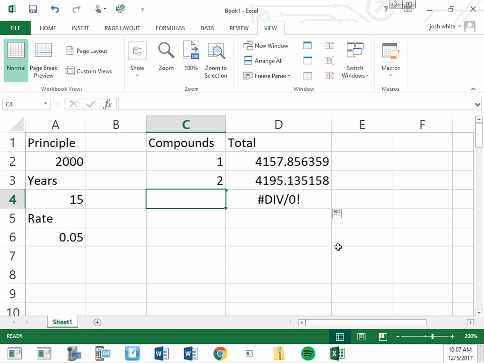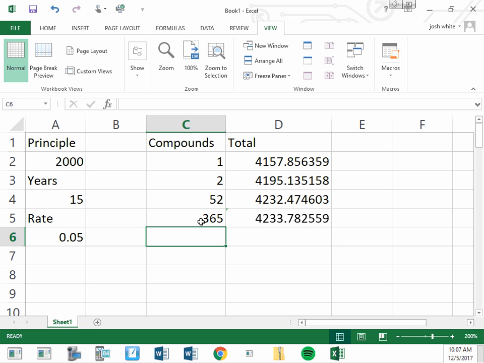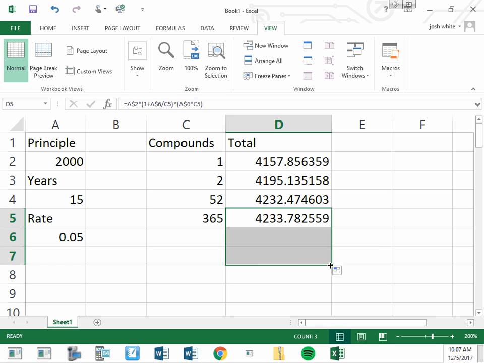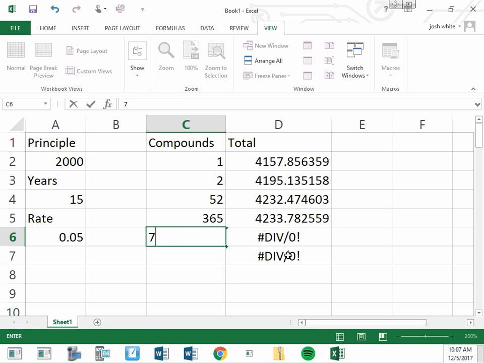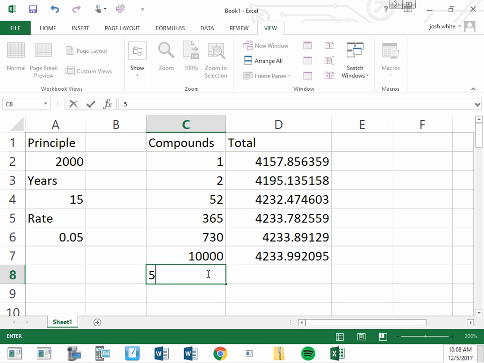Let's say we did it every week, 52. And then we did every day, 365. And then twice a day, which would be 730. And then what if we did it 10,000 times a year? What do you notice? That it slows down to the point where it kind of quits growing. The difference between once a day and 10,000 times a year is only 21 cents.